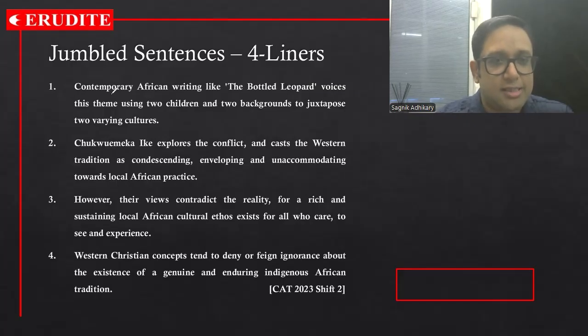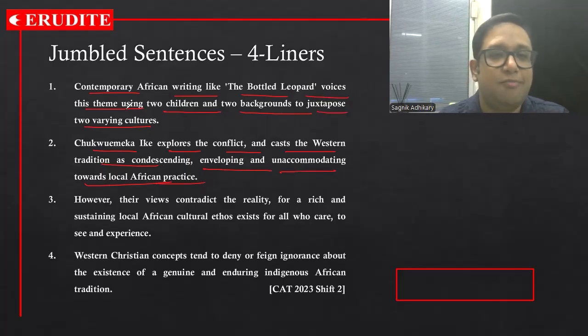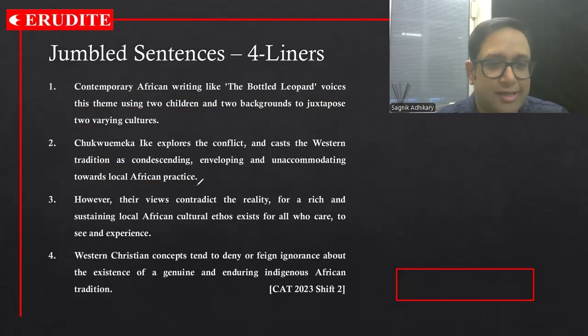So this question says, the first statement says, contemporary African writing like The Bottled Leopard voices this theme using 2 children and 2 backgrounds to juxtapose 2 varying cultures. Let's see what that connects with. Chukwuemeka Ike explores the conflict and casts the Western tradition as condescending, enveloping and unaccommodating towards local African practice. So far, we don't have much of a connection, but we might have this theme connecting with the conflict mentioned here. We'll confirm on that.